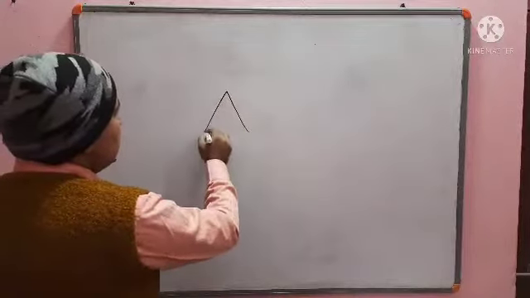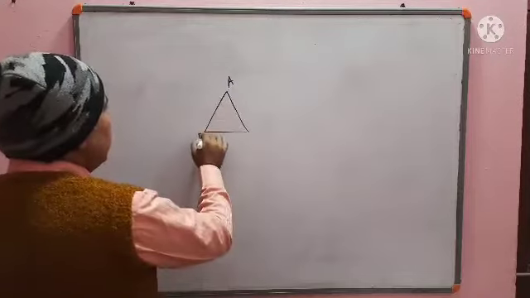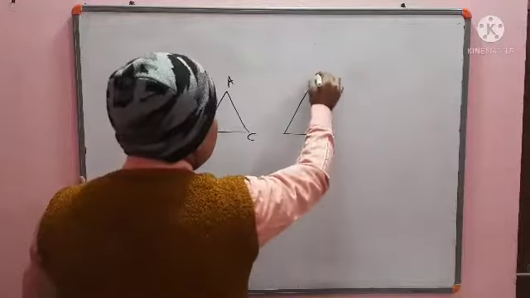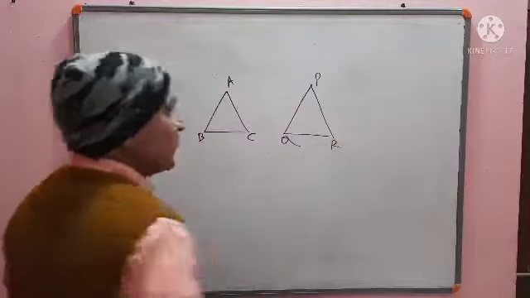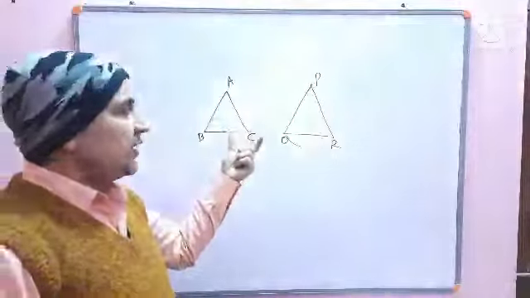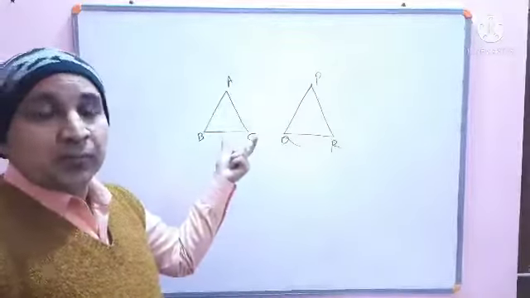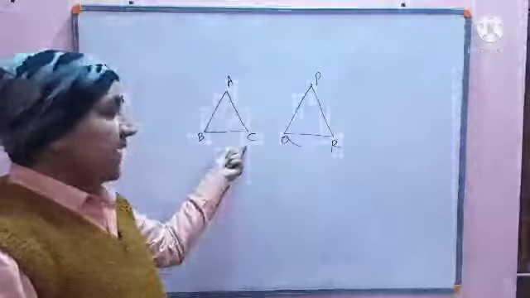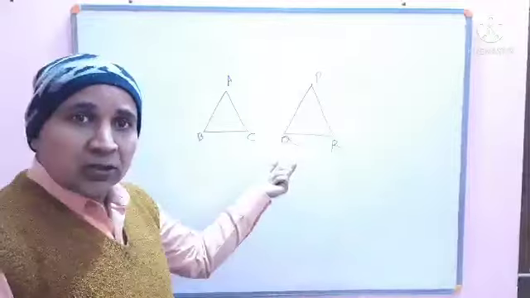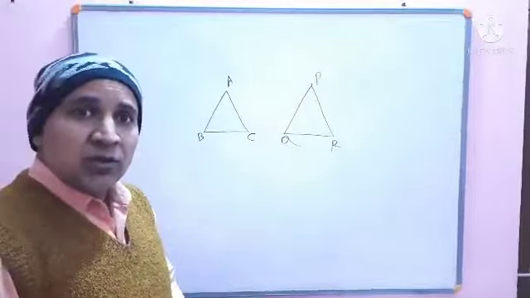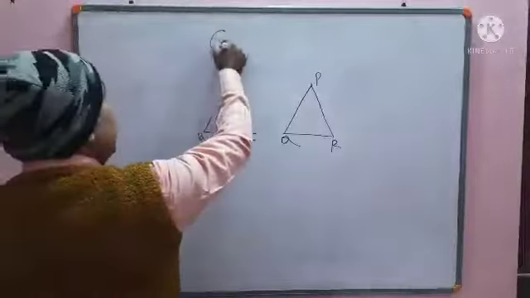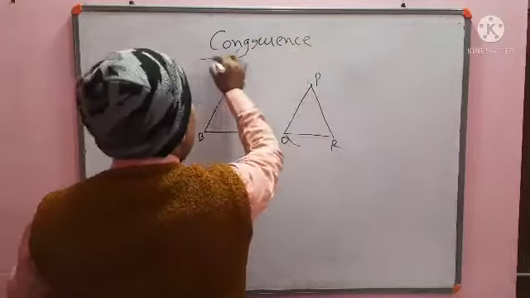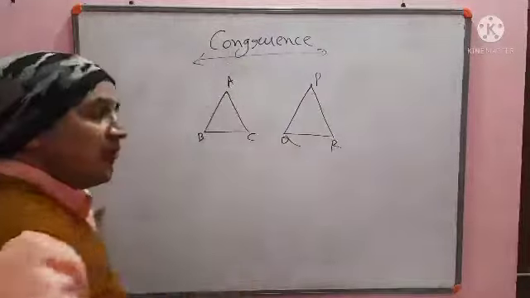See children, suppose I am taking a triangle ABC and a second triangle PQR. Both are triangles, so they are similar in shape. But what about their size? We know that one triangle can be small and one triangle can be bigger, maybe both equal also. So today we have to understand the term congruence and especially congruency of triangles.